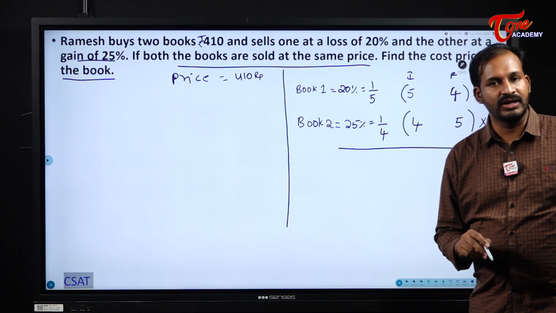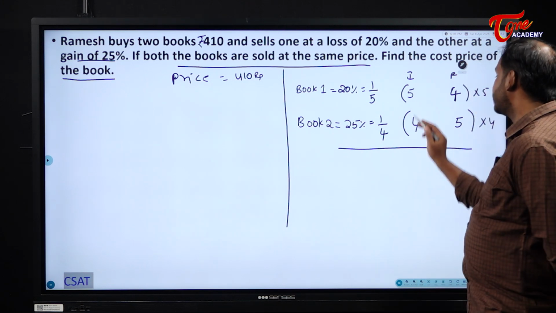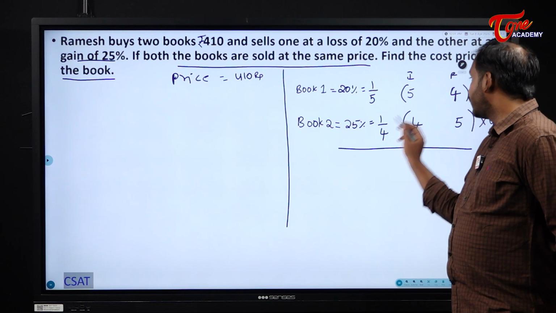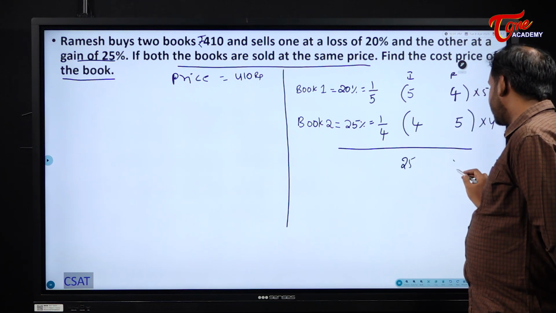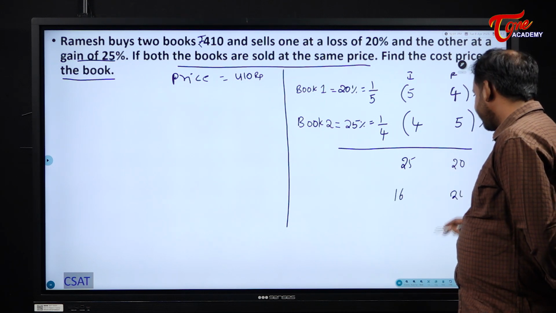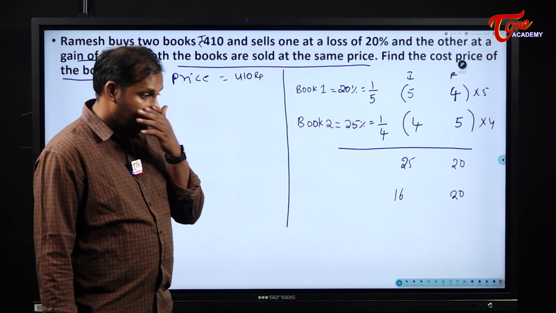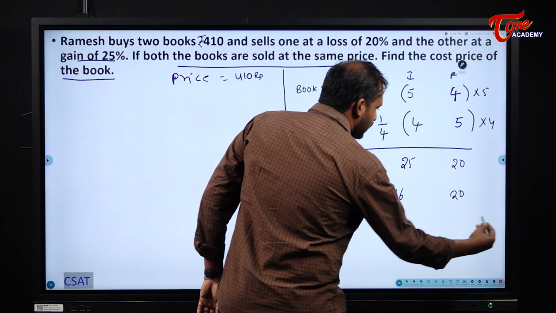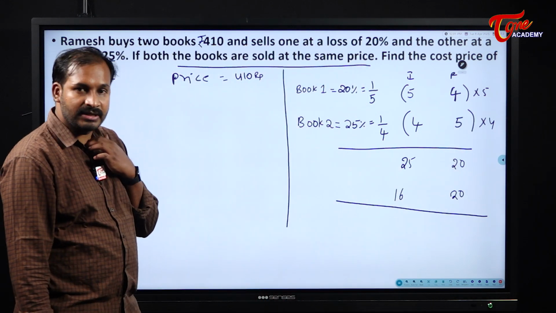See, actually students, you can multiply anything to a ratio. It will not be affected. So what happens to this? Book 1 will become 25 and this will become 20. And similarly this will become 16 and this will become 20. Understood? 16 and 20. Now please observe here. Now the final values of both the books became equal.